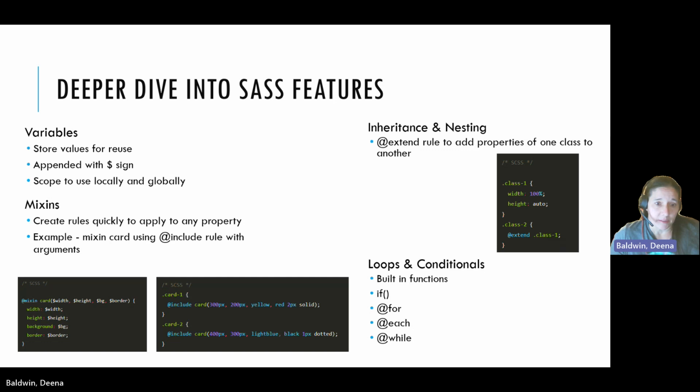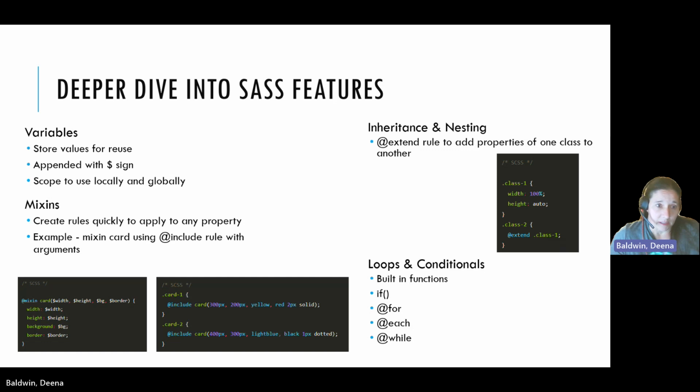So let's take a deeper dive into the SAS features. We're going to start with variables. It allows us to store variables, which is great for reuse. You prefix the variables with a $ sign. They have a scope, so you can use them both locally and globally. It follows the DRY, or "don't repeat yourself," programming principle to avoid duplication.